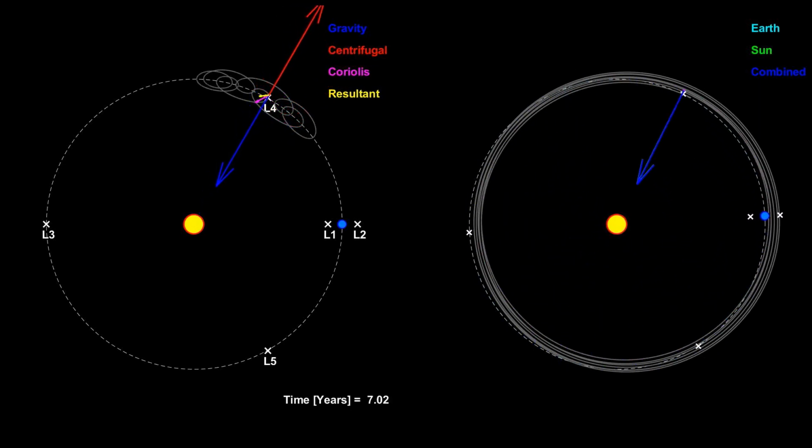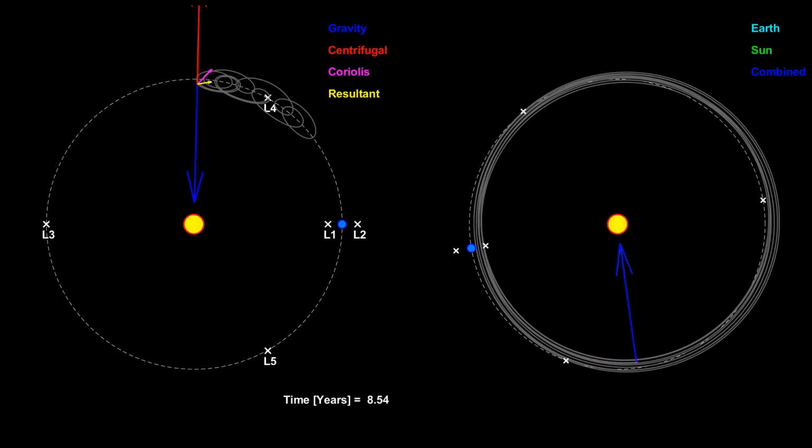To an observer on Earth, who would be observing the spacecraft's motion from Earth's rotating reference frame, the spacecraft kind of appears to be chaotically orbiting around the L4 point in space.